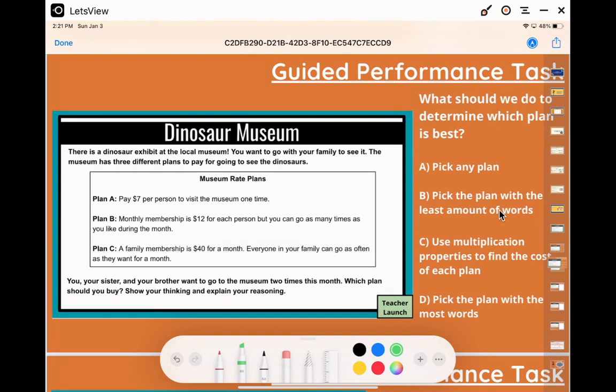Are we going to pick the plan with the least amount of words? Are we going to use multiplication properties to find the cost of each plan? Or are we going to pick the plan with the most words? How are we going to solve this problem? What is it that we're going to do? Answer in your Nearpod, please.